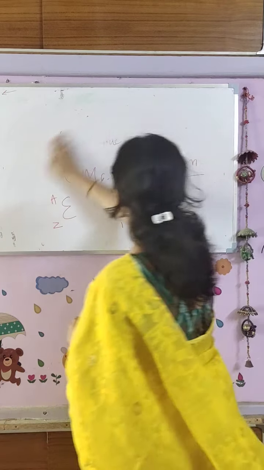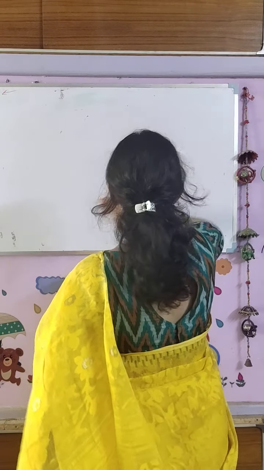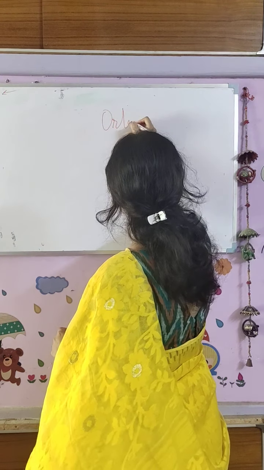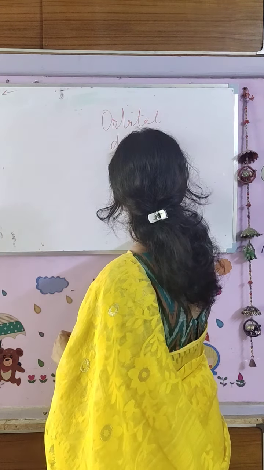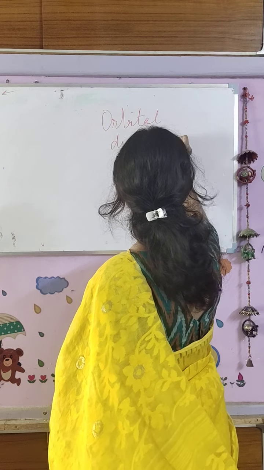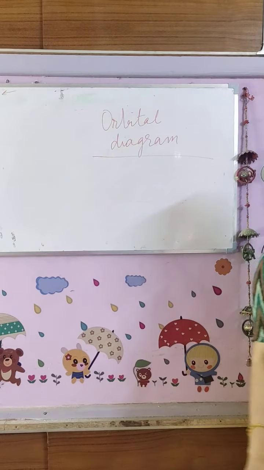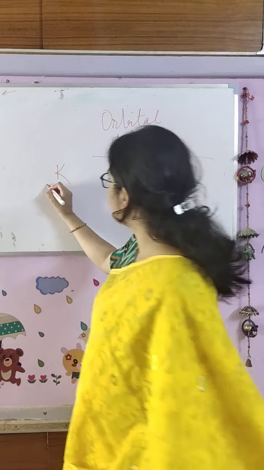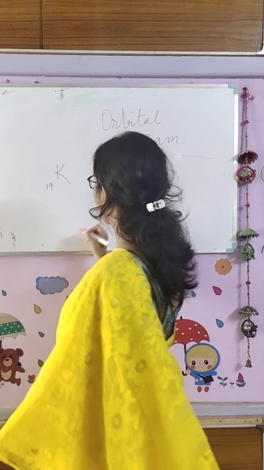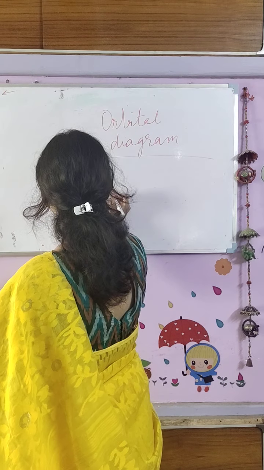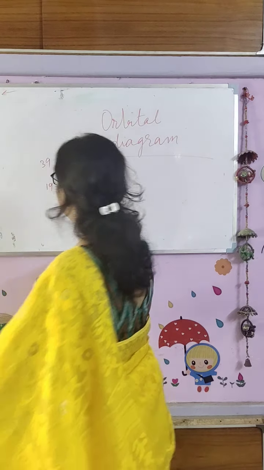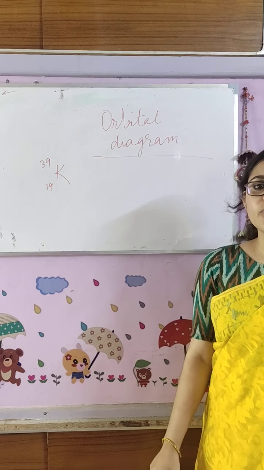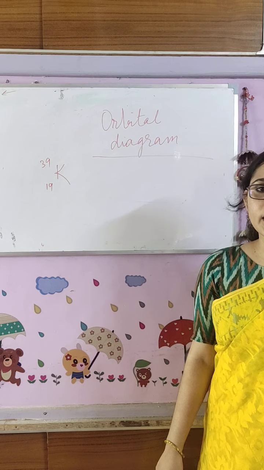The last thing that I want to tell you is the orbital diagram. Orbital diagram means the representation of each and every atom. I am showing you two, and you can understand automatically. Suppose potassium, K. It is written with 19 atomic number and 39 mass number, 19 and 39 for potassium. So we have to represent the orbital diagram of potassium.